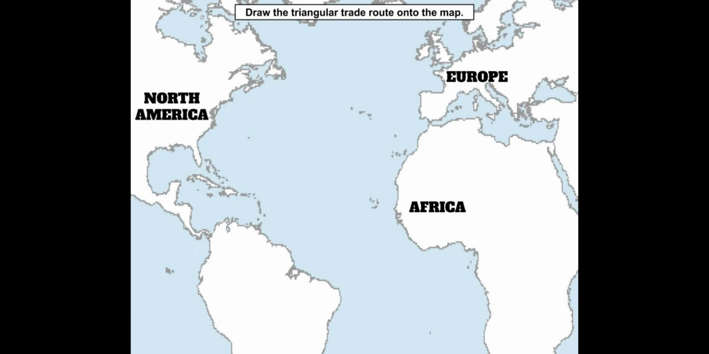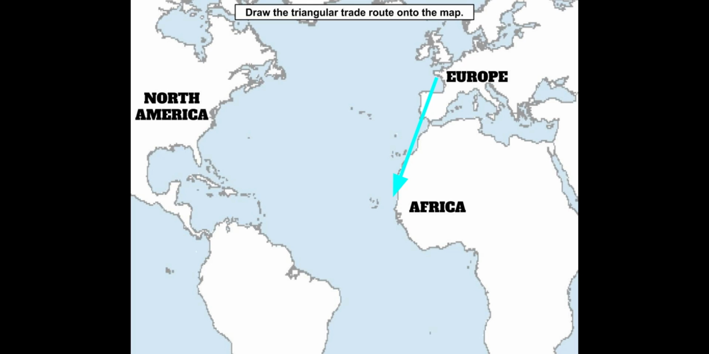So we're going to use this same slide and we're going to start in Europe and show the first leg of the triangular trade. So I'm going to start here. From Europe to Africa, the traders would start in Europe because Europe was kind of the center of civilization in the 1500s. That's where all the cities were.